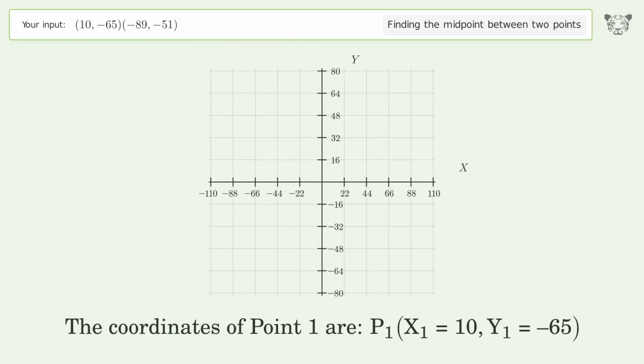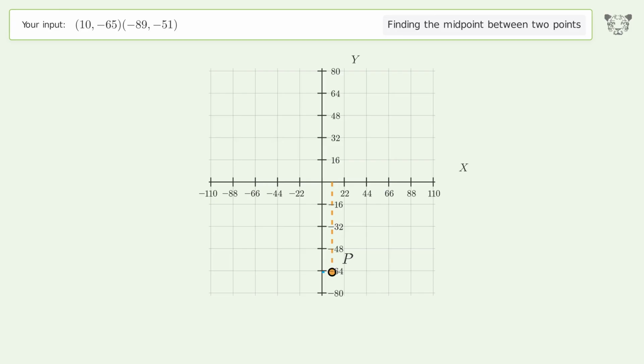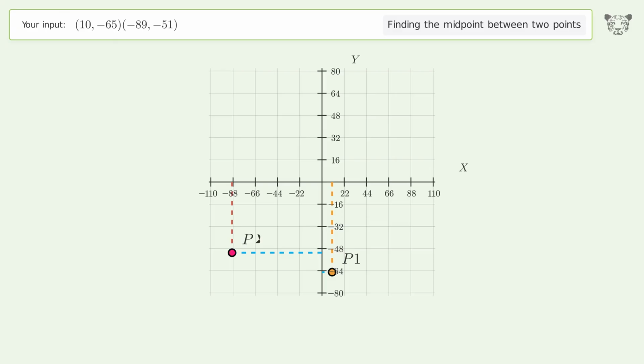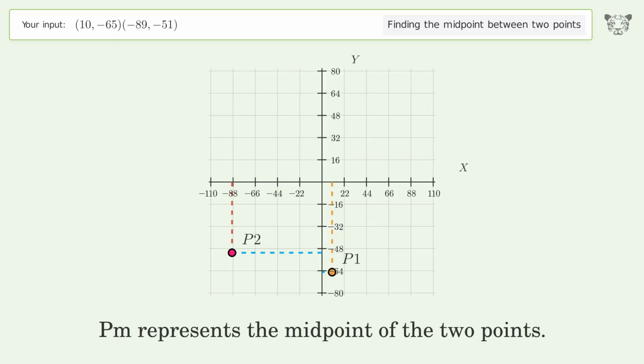The coordinates of point 1 are x1 equals 10, y1 equals negative 65. The coordinates of point 2 are x2 equals negative 89, y2 equals negative 51. PM represents the midpoint of the 2 points.